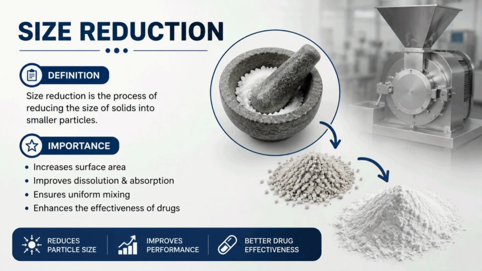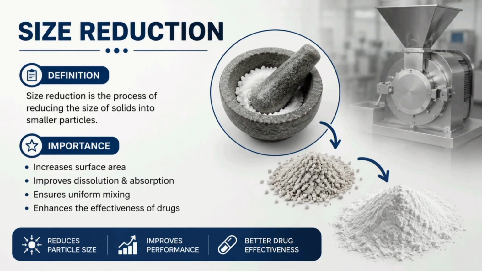Definition of size reduction. Size reduction is the process of reducing large solid particles into smaller particles by applying a mechanical force. That is the exact definition of size reduction. In pharmaceutics, size reduction is done to improve drug dissolution, mixing, and formulation quality. This process is also called comminution. The mechanical force may be compression, impact, attrition, cutting, or shear. Different drugs require different methods depending on their physical properties.